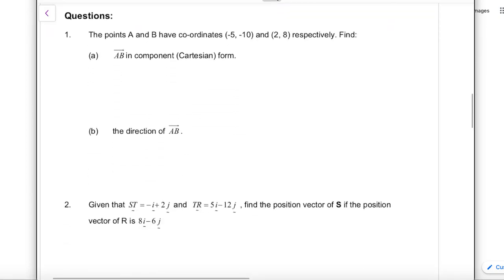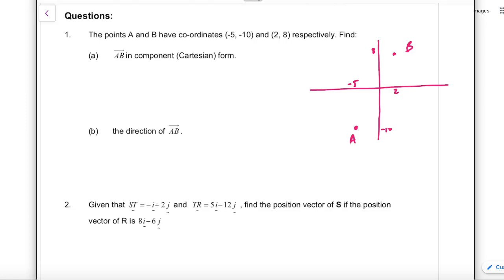So let's take a look at a couple more questions to do with using position vectors. Points A and B have the following coordinates. Straight away, I'm going to draw myself some axes. I'm going to place point A at -5, -10, and point B at 2, 8. Drawing in those position vectors, I'm going from O to A and O to B. What I want to do is find vector AB, the vector from point A to point B in that direction.